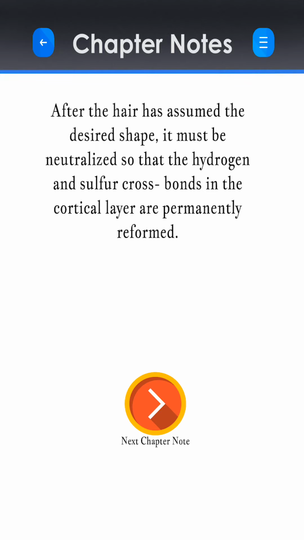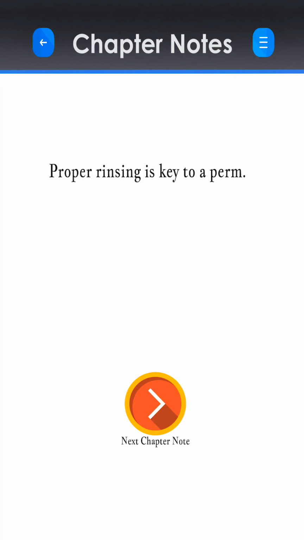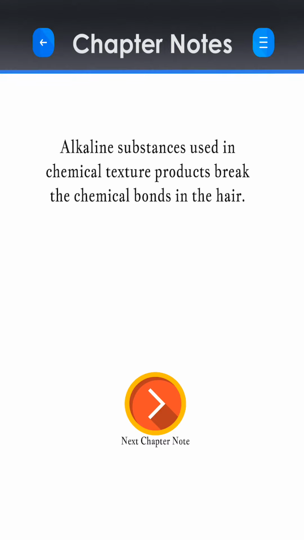After the hair has assumed the desired shape, it must be neutralized so the hydrogen and sulfur cross bonds in the cortical layer are permanently reformed. Proper rinsing is the key to a perm. Alkaline substances used in chemical texture products break the chemical bonds in the hair.